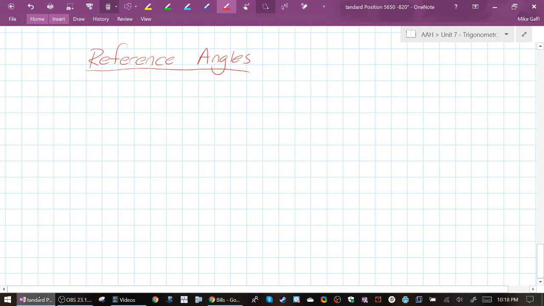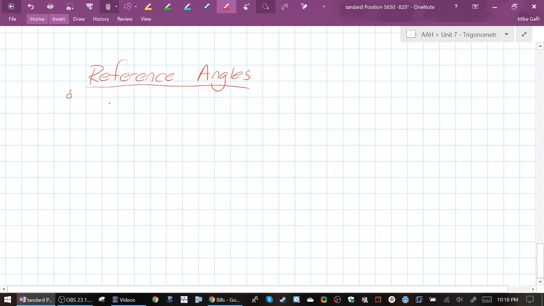Reference angles. So a reference angle is the shortest distance to the x-axis. Okay.